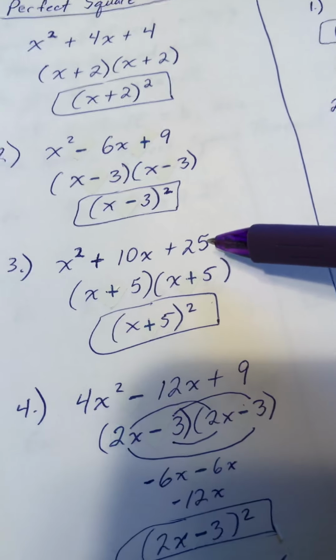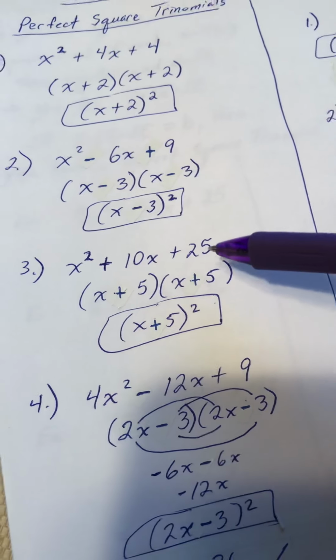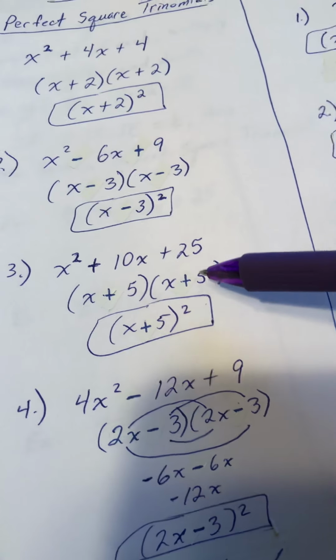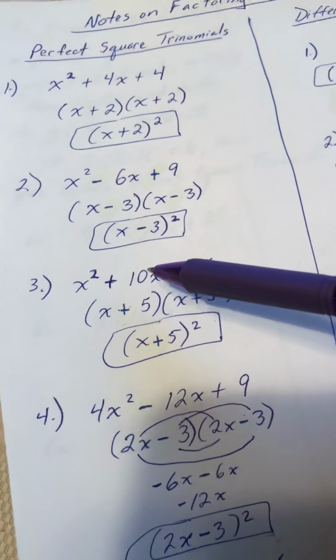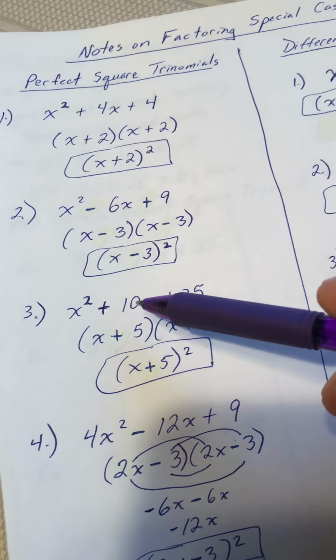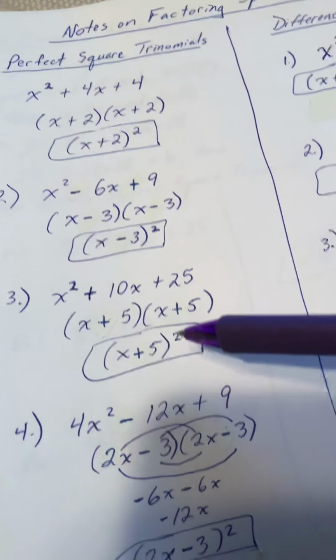Hey, another perfect square. The square root of 25 is 5. Have you noticed now that whatever this square root is, if you double that number, you get the middle term. That will let you know that you have a perfect square trinomial when A is 1. So there's that one worked out.